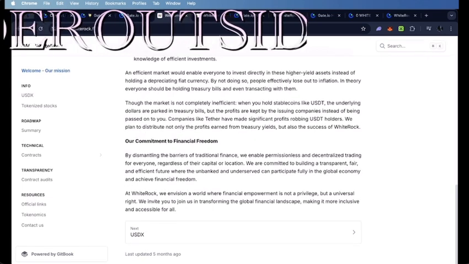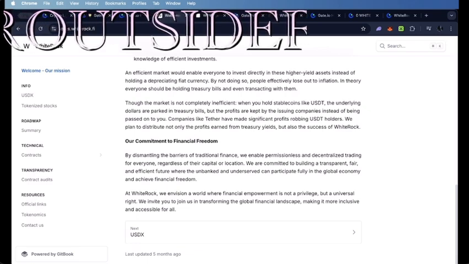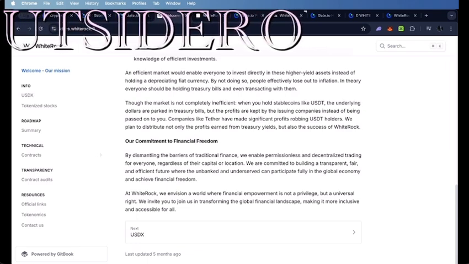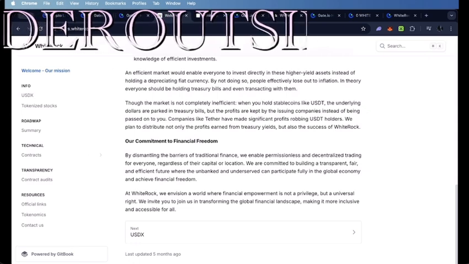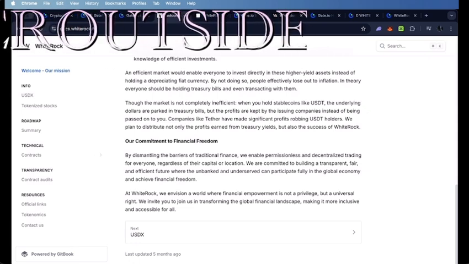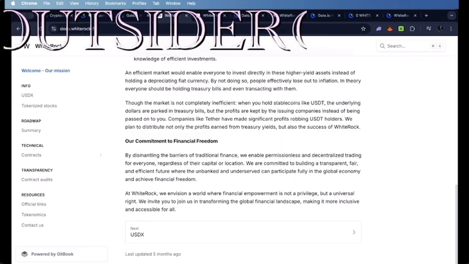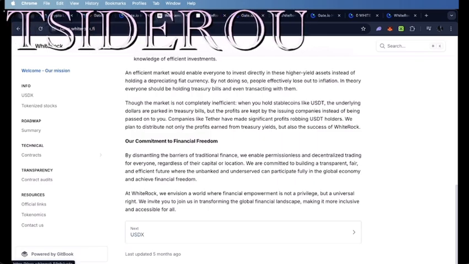At White we envision a world where financial empowerment is not a privilege, but a universal right. We invite you to join us in transforming the global financial landscape, making it more inclusive and accessible for all.